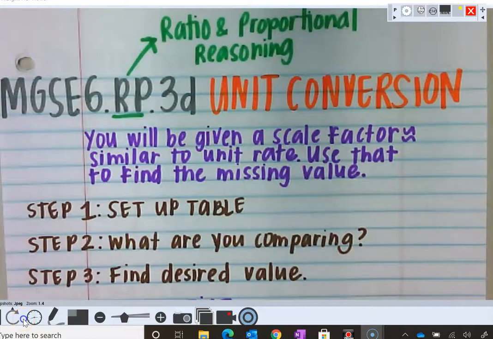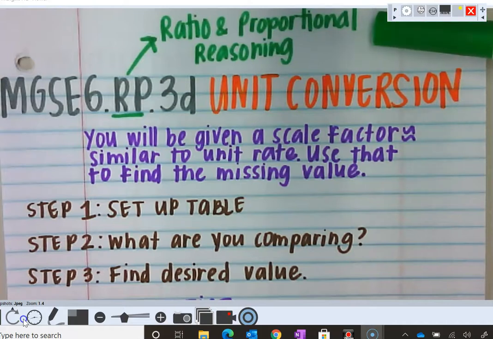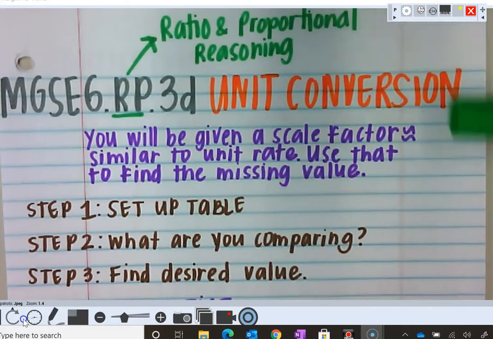All right, we're moving on to the next standard in this unit, and that standard is explaining unit conversion. We are in our ratios proportional reasoning unit, and we're going to be thinking about changing units from miles to inches, or pounds to ounces, or pints to quarts. We're going from one unit to the other, given some information.